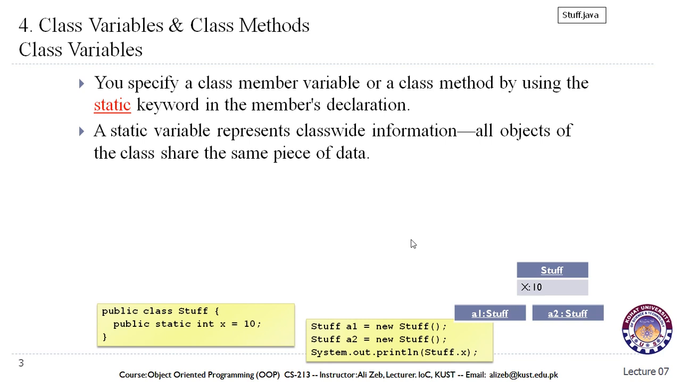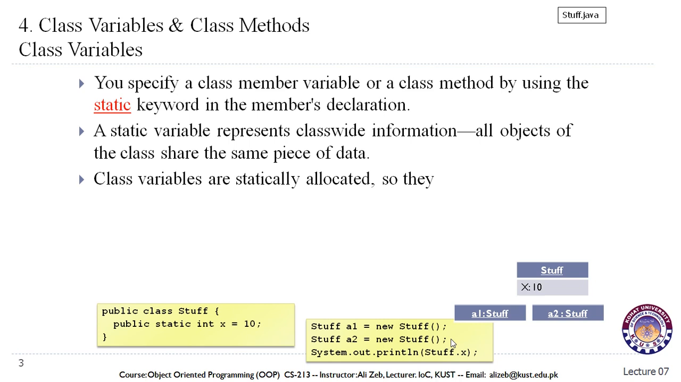A static variable represents class-wide information. All objects of the class share the same piece of data. For an instance variable, the value of the variable changes for each object, but for a variable that is declared as static in the class, the value will remain the same for all the objects, as we can see over here.